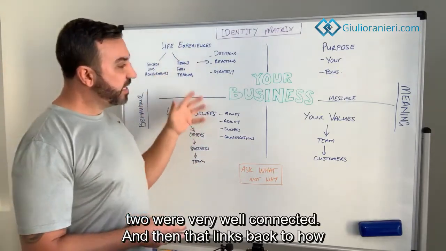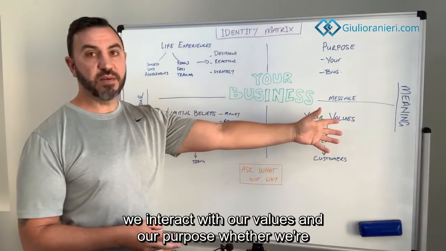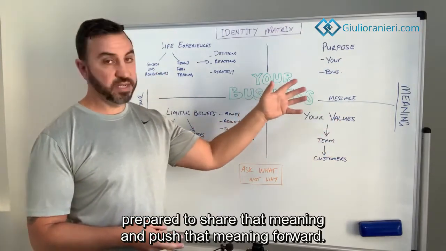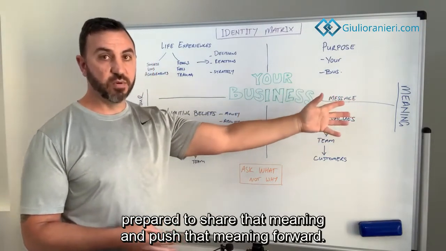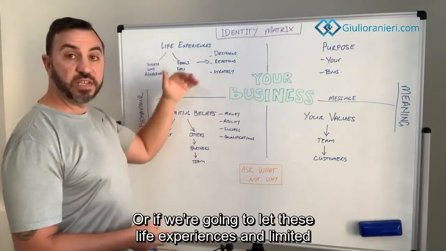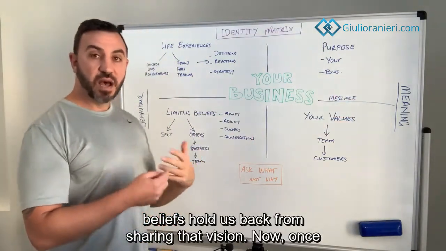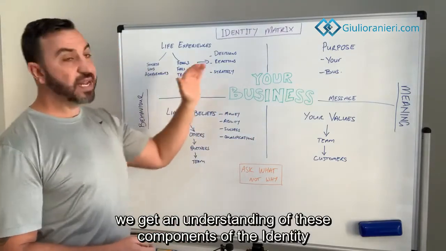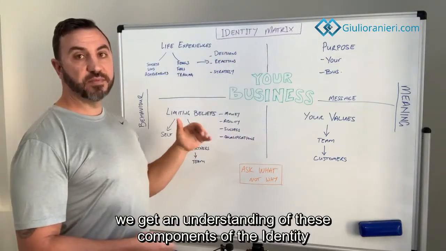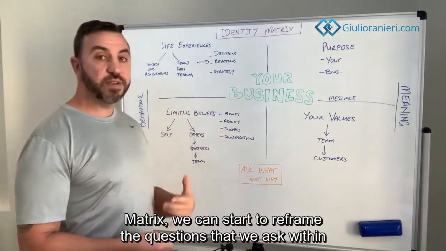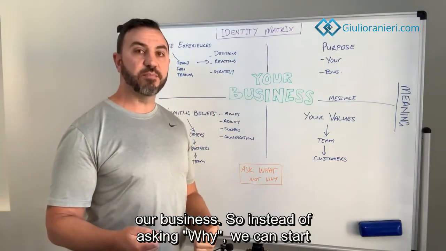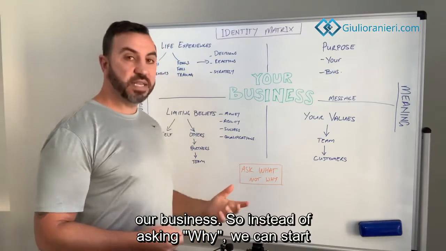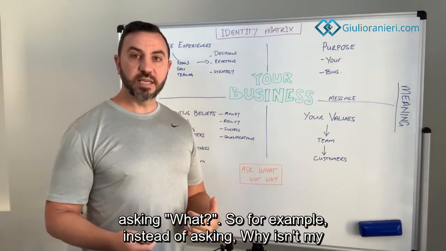And then that links back to how we interact with our values and our purpose, whether we're prepared to share that meaning and push that meaning forward, or if we're going to let these life experiences and limiting beliefs hold us back from sharing that vision. Now, once we get an understanding of these components of the identity matrix, we can start to reframe the questions that we ask within our business. So instead of asking why, we can start asking what.